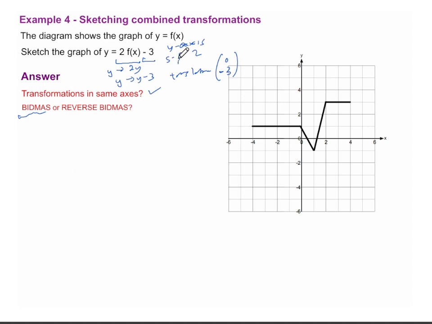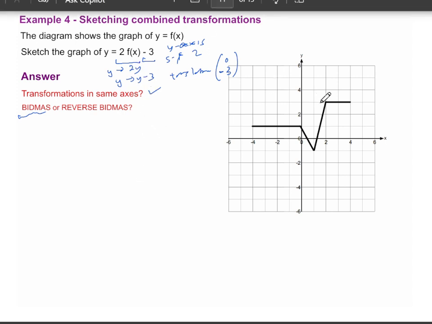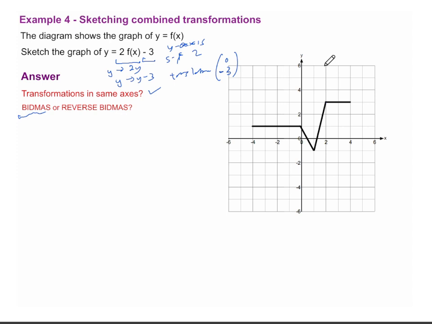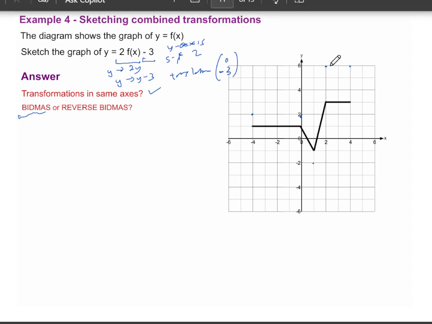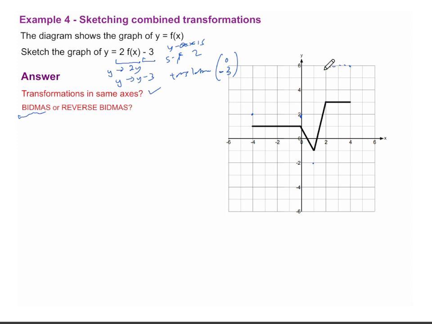Okay, so firstly we apply the stretch, which means every y value is becoming 2y. So firstly, here 3 will become 6, here 3 will become 6, here -1 will become -2, here 1 will become 2, and here 1 will become 2. And currently we have this. I'm going to draw it in dotted line so that we have something like this right now.